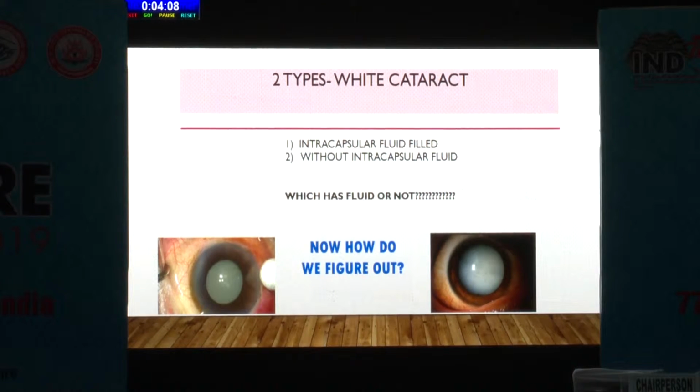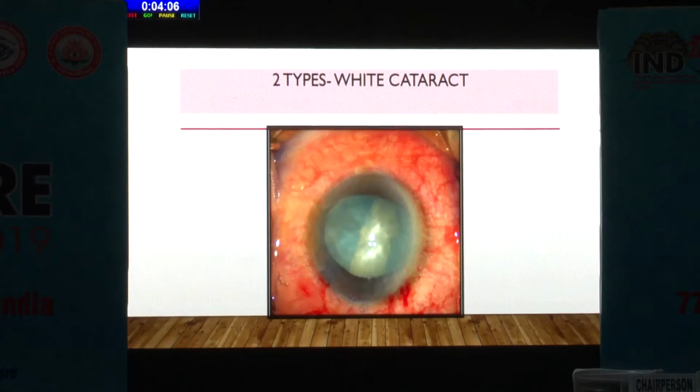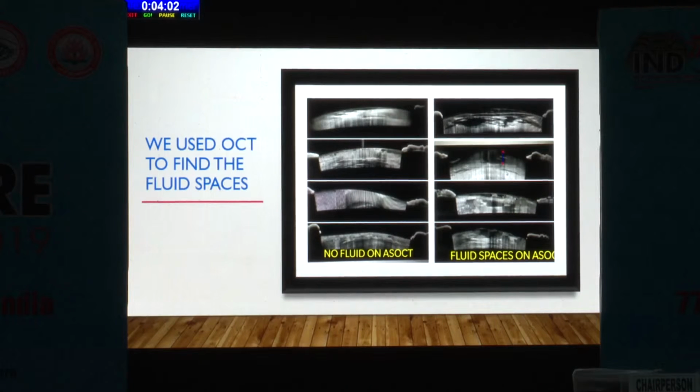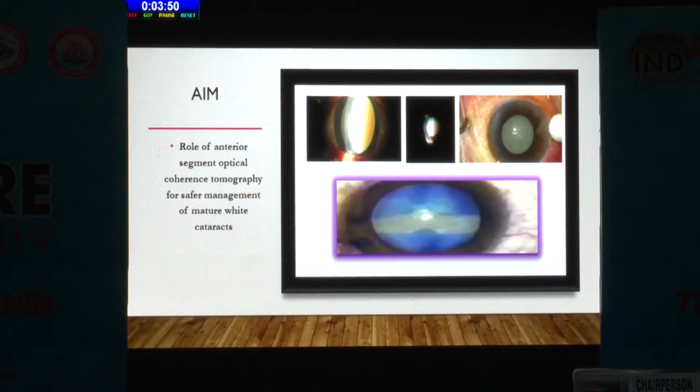So my thought was, how do we figure it out? So we started doing this. This is what we get in the end if you don't know about it. So we used the anterior segment OCT, and to the left you will see all the eyes with mature cataracts which had no fluid, and on the right side you see these fluid pockets as hyperreflective spaces. So that got us to the aim: let's use the anterior segment OCT as a guide to better management of these white cataracts.